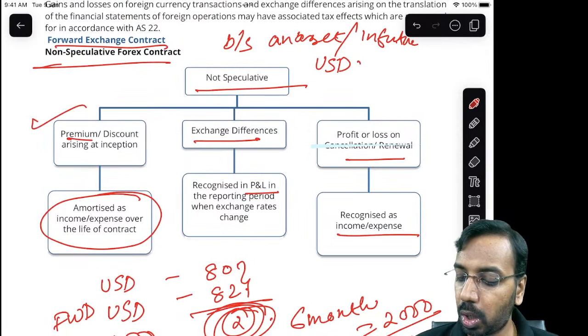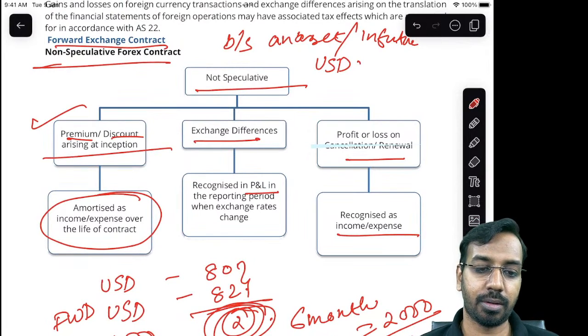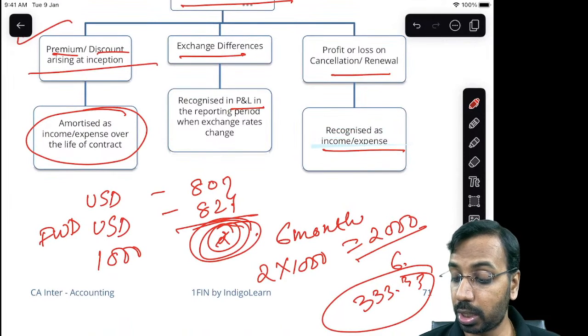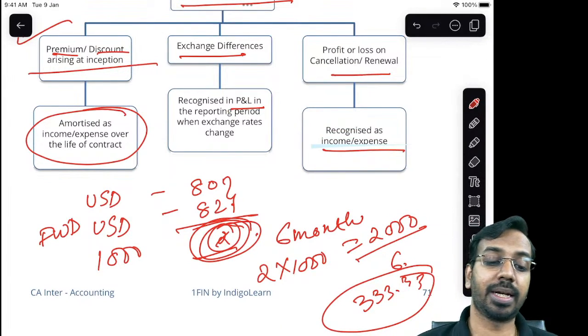So any premium or discount arising at inception. So if I'm buying at 82, there is an extra amount I have to pay. So there is a loss. So this loss of 2 will be recognized in the P&L.